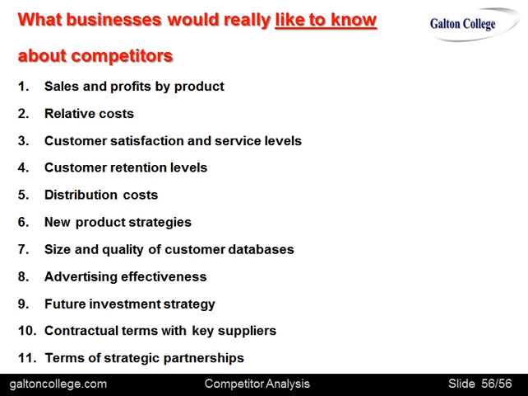And finally, the terms of strategic partnerships. If other businesses are forming links with yet other businesses again, what are the terms between them and why are they doing it? What's the advantage, and what are the terms? What benefits flow from those strategic partnerships if those are developed between competitors? So these are a list of what businesses would like to know about competitors.